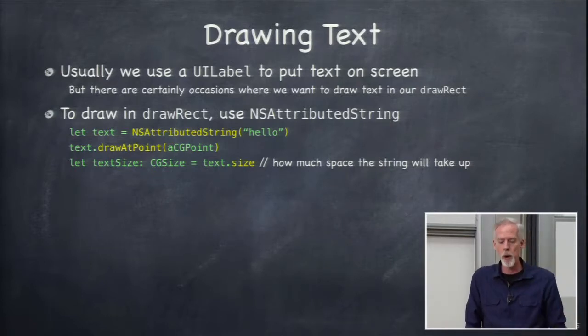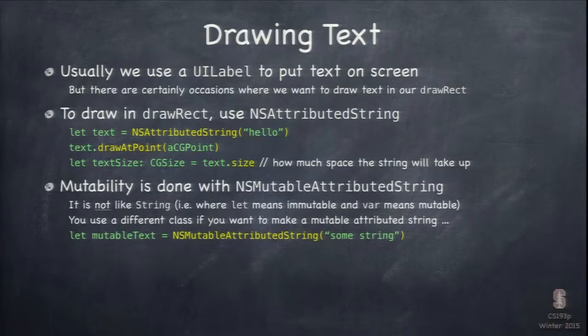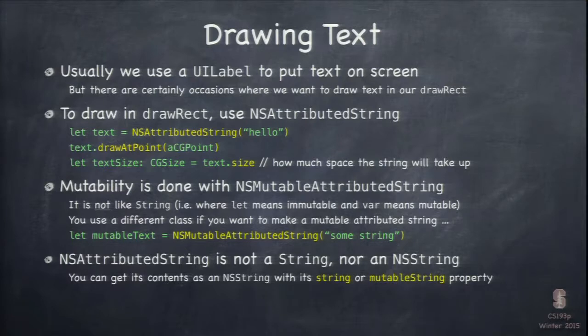So it's pretty easy to use in that way. Mutability is not done with var and let. For NSAttributedString, there's a different class called NSMutableAttributedString, okay? And why would you want a mutable attributed string? Well, because what makes an attributed string attributed is you can put attributes on the characters in this string. And so with a mutable attributed string, you can set the attributes.